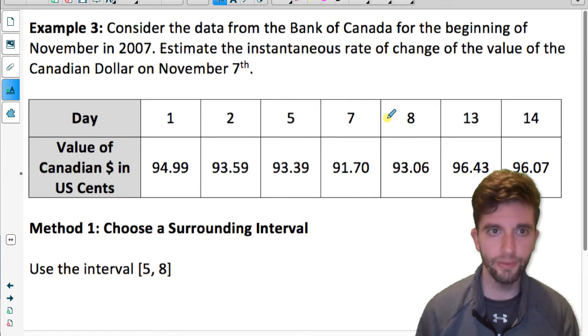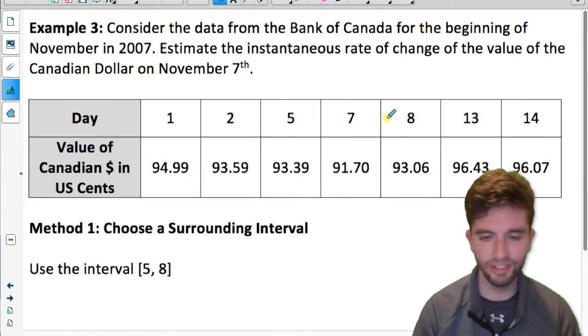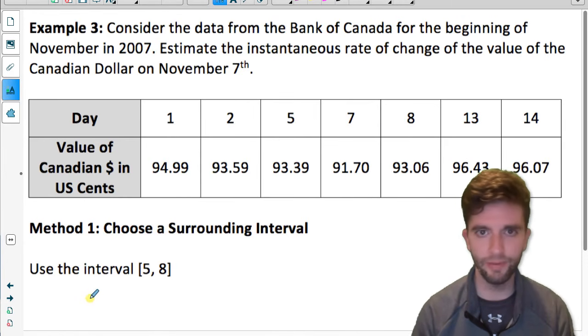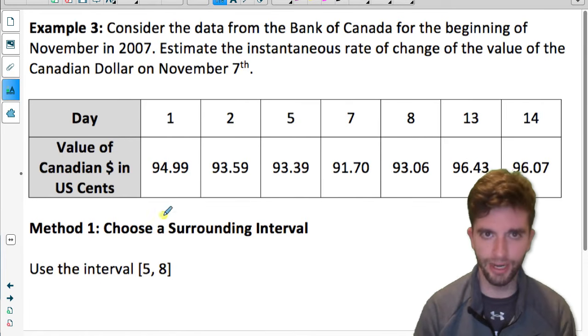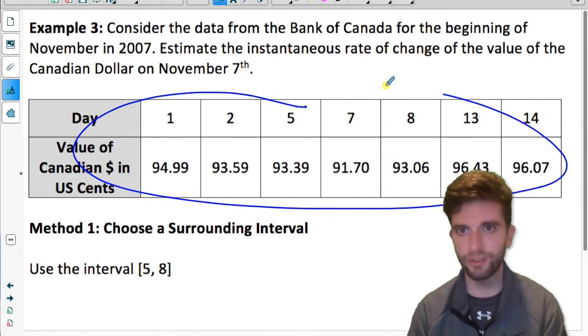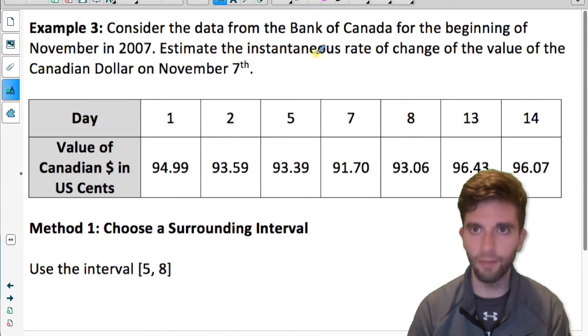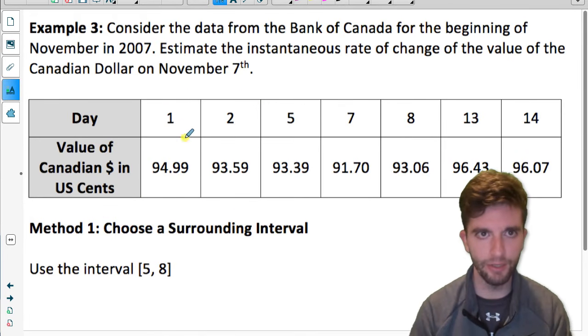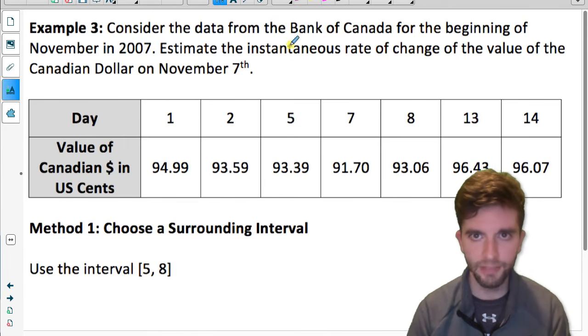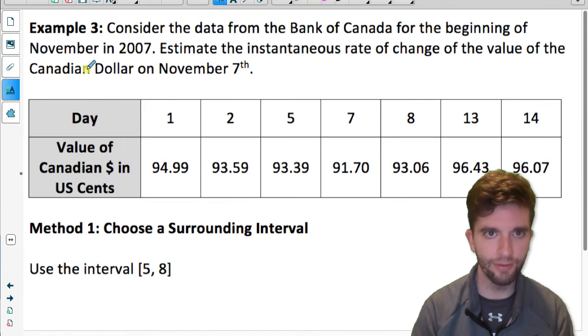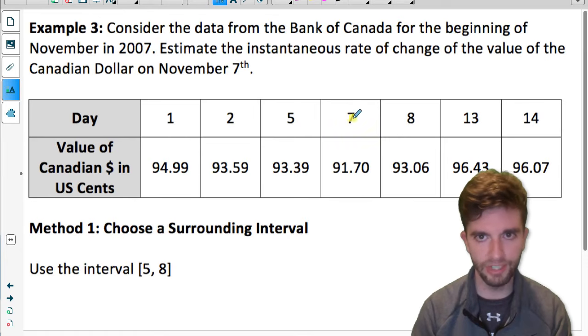In example 3, we're going to estimate some instantaneous rates of change when we don't actually have the equation of the function, and we also don't have the graph. All we have is a table of values that tells us information about a few points. So consider the data from the Bank of Canada for the beginning of November in 2007. Estimate the instantaneous rate of change of the value of the Canadian dollar on November 7th.